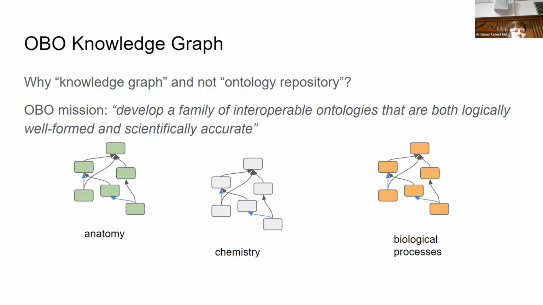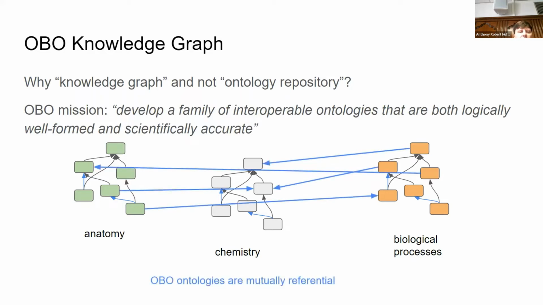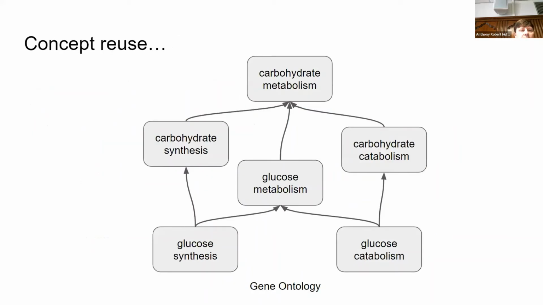And so interoperable is kind of the key word here that I'm thinking of. We have different ontologies, like about anatomy or chemistry or biological processes. These are developed kind of independently and on their own schedules. There are different communities of editors, but they're to a great extent very mutually referential. All of these particular ontologies depend on each other and have axioms that reference terms from the other ontologies.